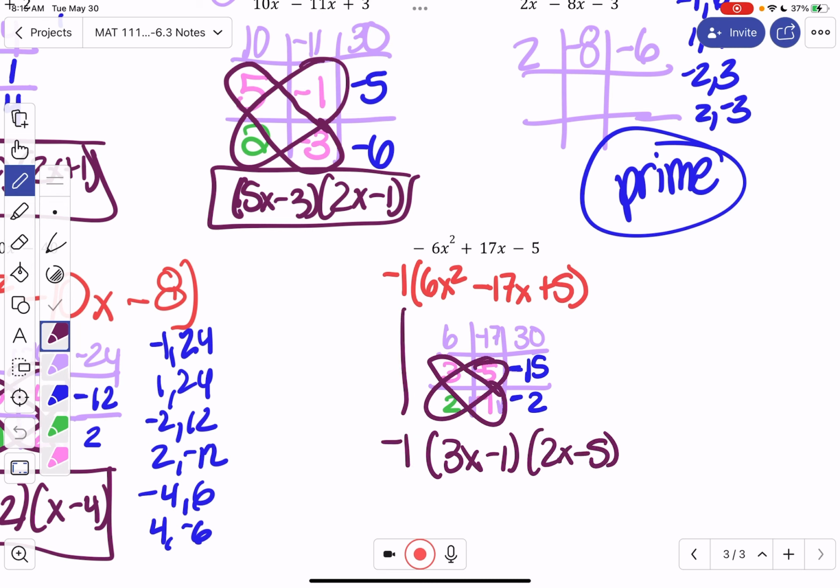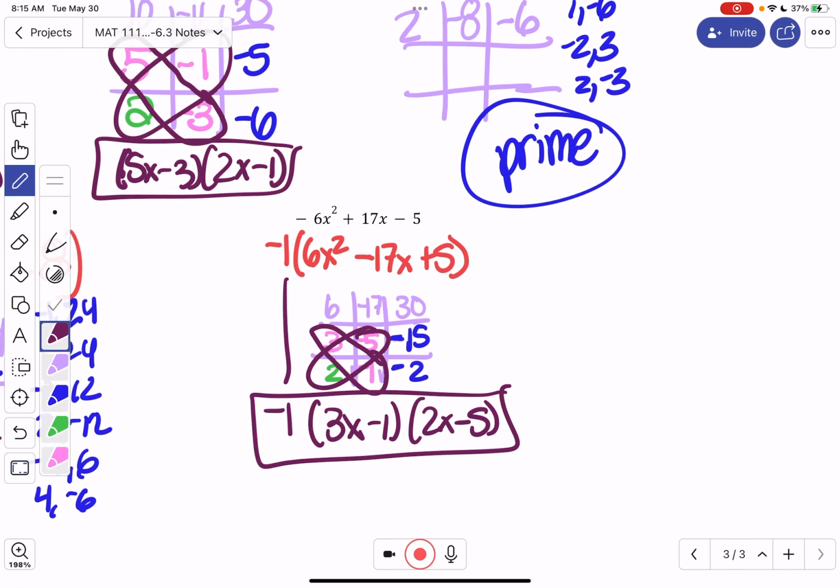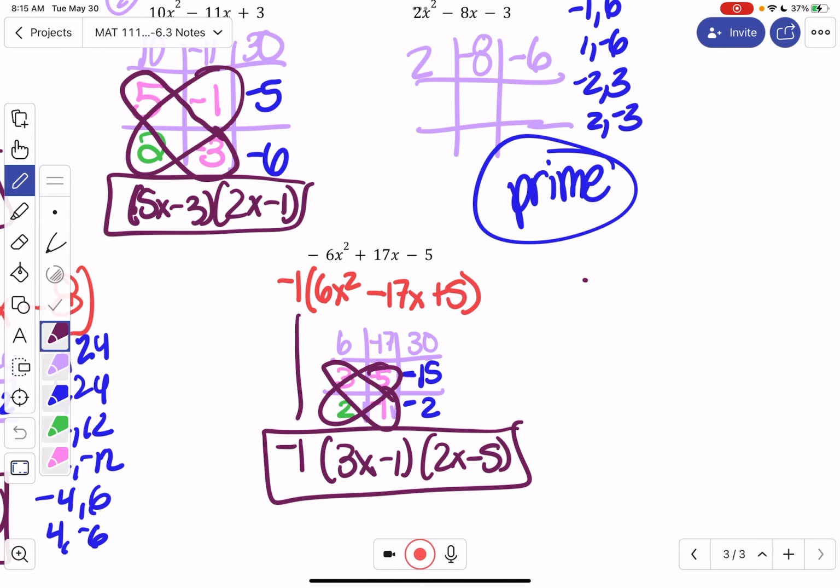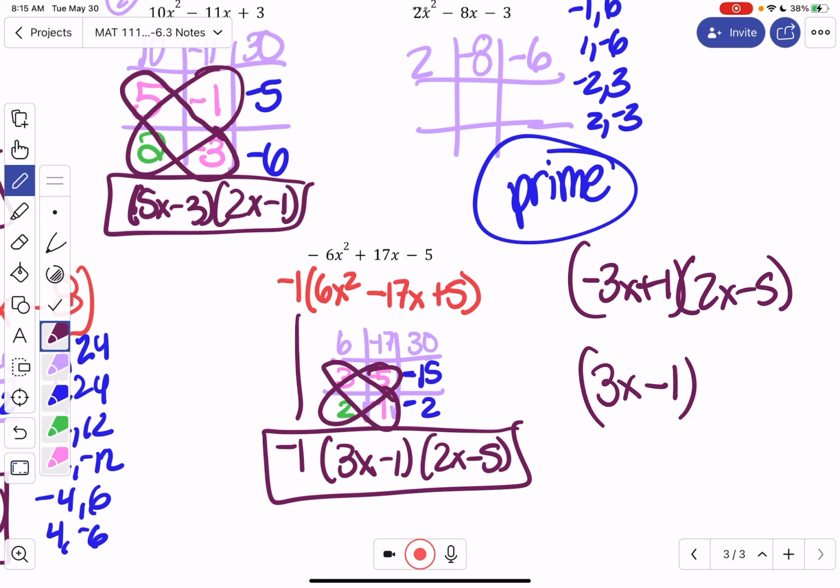Bring down the -1. If you did it without taking out the -1, you might have gotten something like -3x plus 1 and 2x minus 5. You might have gotten 3x minus 1 and -2x plus 5. Those are all acceptable answers. They all mean the same thing.